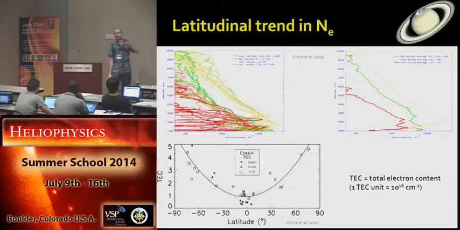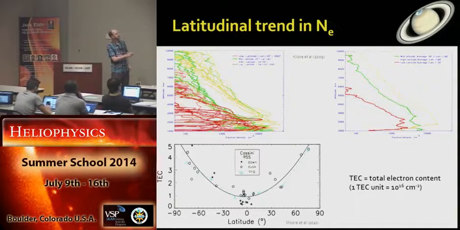Okay, there's also an interesting latitudinal trend in electron density. I'm just going to go through this briefly because we're running short on time. Here are a bunch of Cassini radio occultation profiles. If you separate them by color, so the red is low latitude, the green is mid latitude, and the orange is high latitude, then you can see that there's some sort of trend with latitude, where the electron densities are increasing with latitude. Here I show the same thing, except instead of just the electron density peak, it's the integrated column content of electron density, also called the total electron content, or TEC.